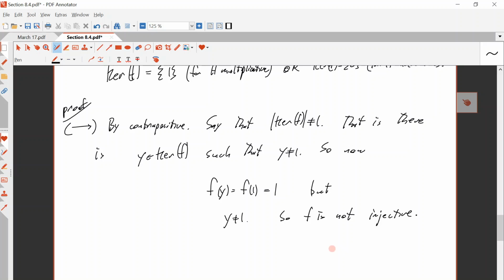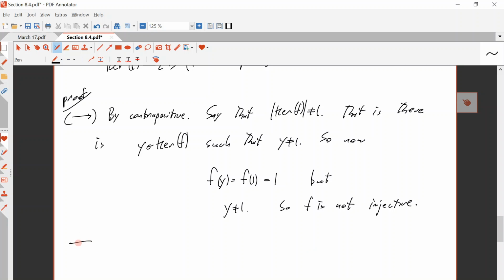Right, what does injective, or one-to-one, mean? It means whenever f of y is equal to f of x, this implies that y is equal to x. So here we have an example that's not. F of y is equal to f of 1 is equal to 1, but y is not equal to 1. Okay, so not injective. Back the other way. All right, so say that the kernel of f is equal to just 1. Right? There's just one element in the kernel, the identity.